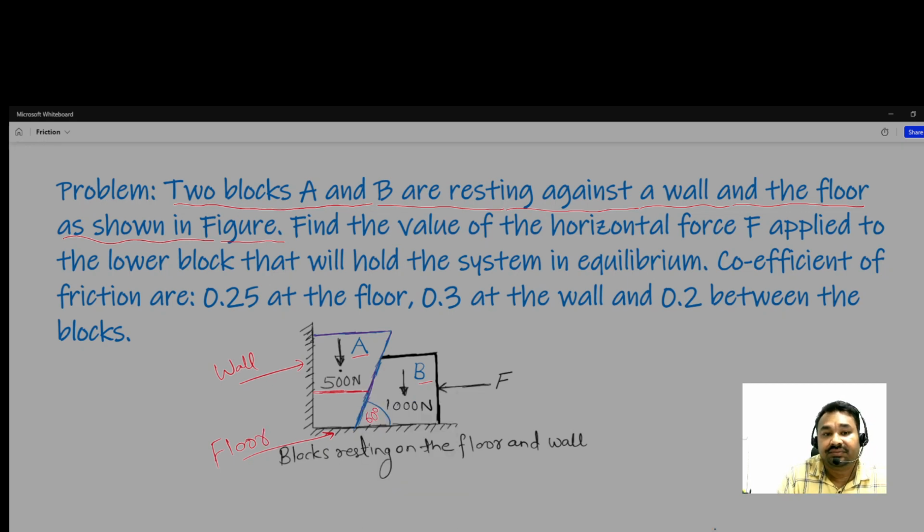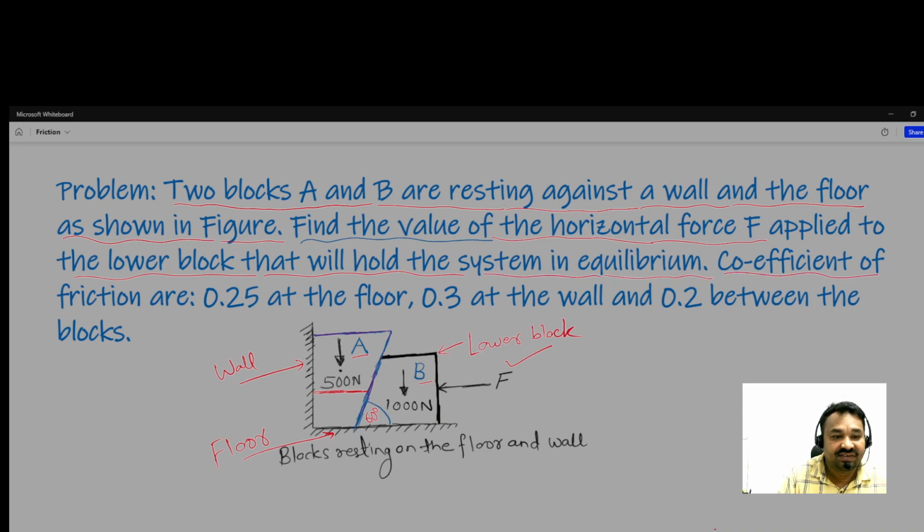Then find the value of the horizontal force F applied to the lower block. This is the lower block that will hold the system in equilibrium.